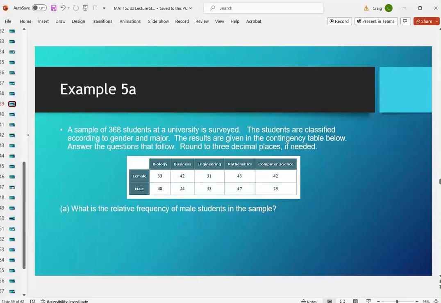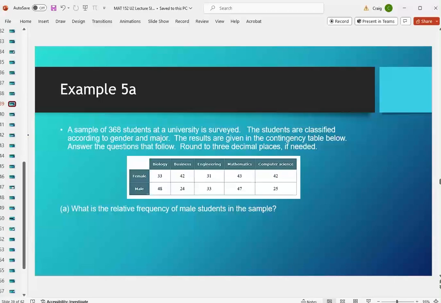So a sample of 368 students at a university is surveyed. The students are classified according to gender and major. The results are given in the table below. And we want to answer these questions. So we're going to have these in a few pieces for the next few slides.